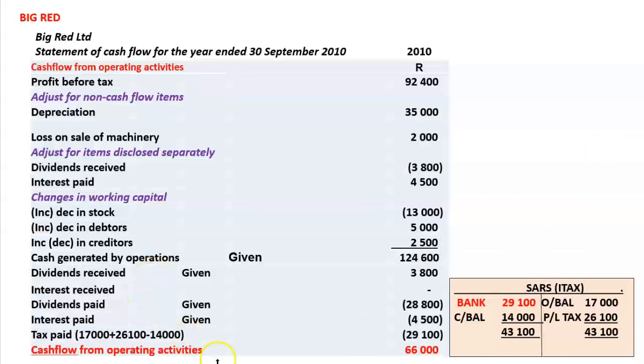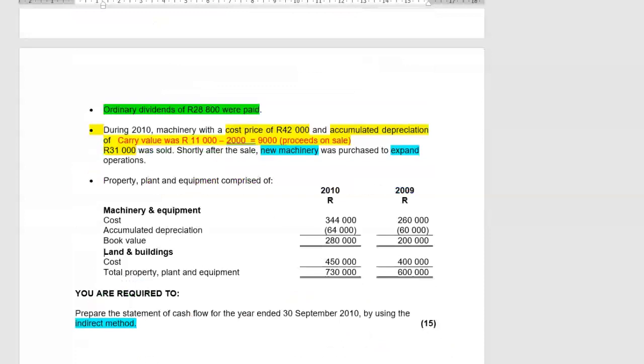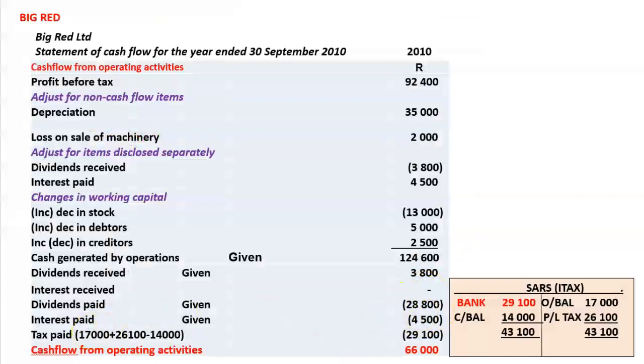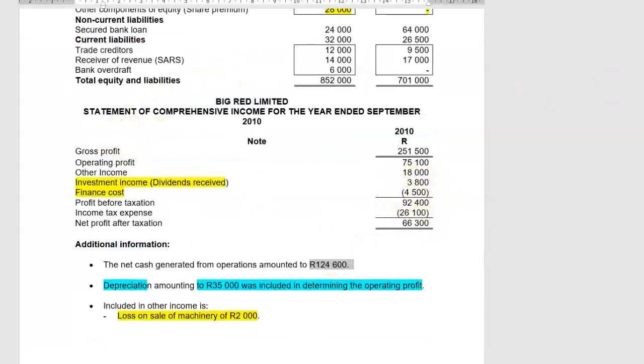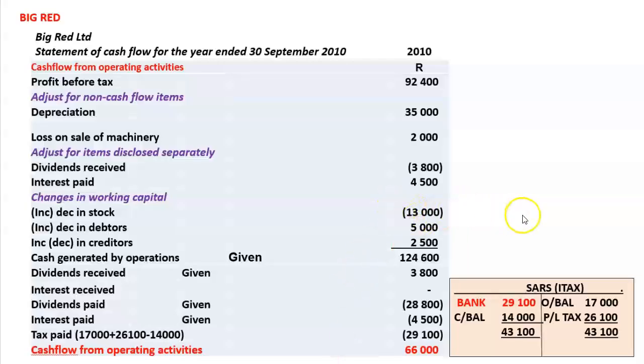Dividends received, and they have told us our dividends received was 3,800. Dividends paid. They were also so kind to give us that figure, 28,800. Interest paid. They gave us our interest figure in the income statement. Finance cost, 4,500. So remember that your brackets in a cash flow statement must be correct, because if your brackets are not correct, I can't award any marks for your figure without the correct bracket indication. Okay, so that is in the dividends paid, interest paid, and now tax paid.